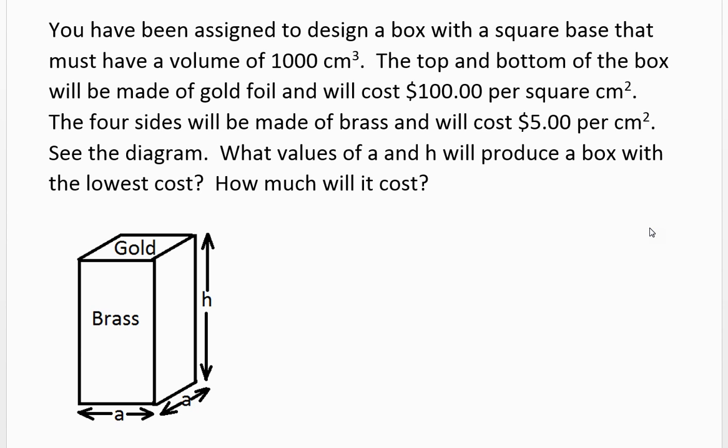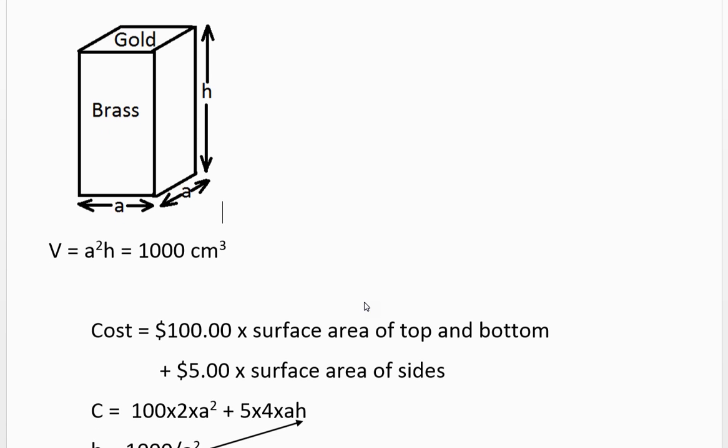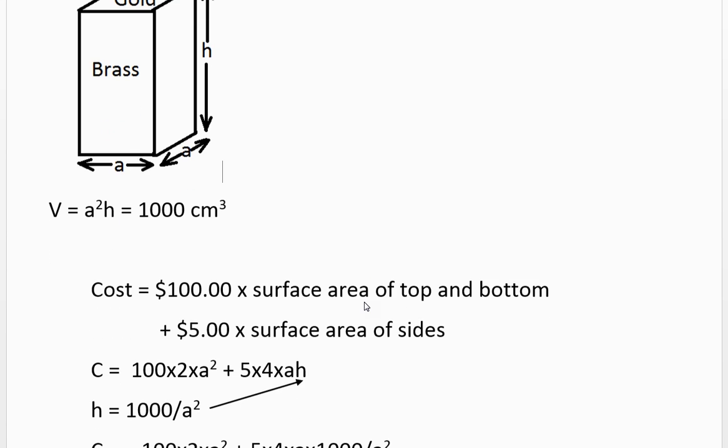Now we've got to remember, we've got to keep the volume constant. The volume, of course, would be A squared times H. So the volume, which is A squared H, is 1,000. So as you make A bigger, H would be smaller, and vice versa. So let's take a look at this.